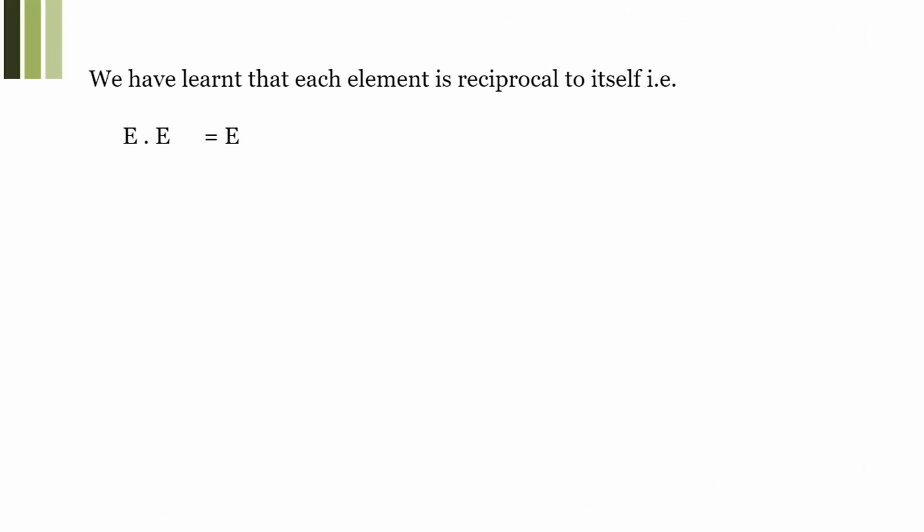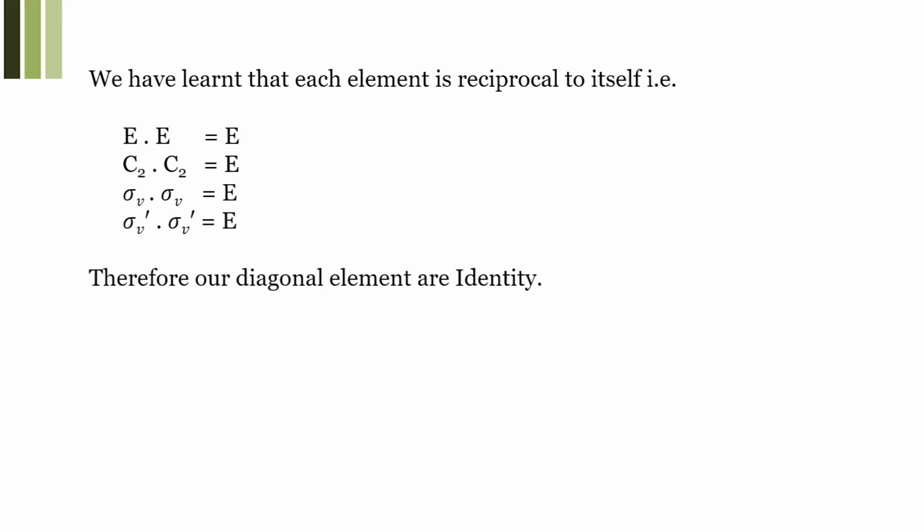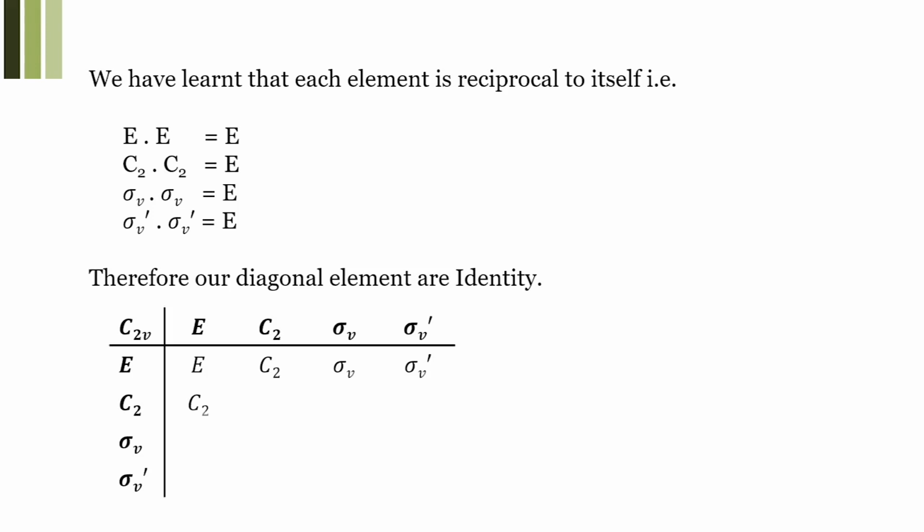Understanding the fact that each element is reciprocal to itself, E into E is E, C2 into C2 is E. So C2 is reciprocal of itself. Sigma v and sigma v dash are reciprocal of themselves. So what I should say is that the diagonal elements should fall to identity. Just look at this. The first row and the first column remain the same, and see the diagonal elements one by one. I'm writing them as identity.